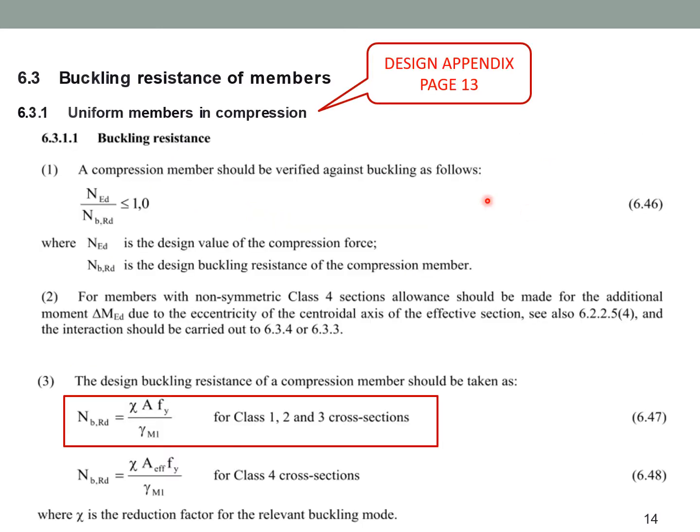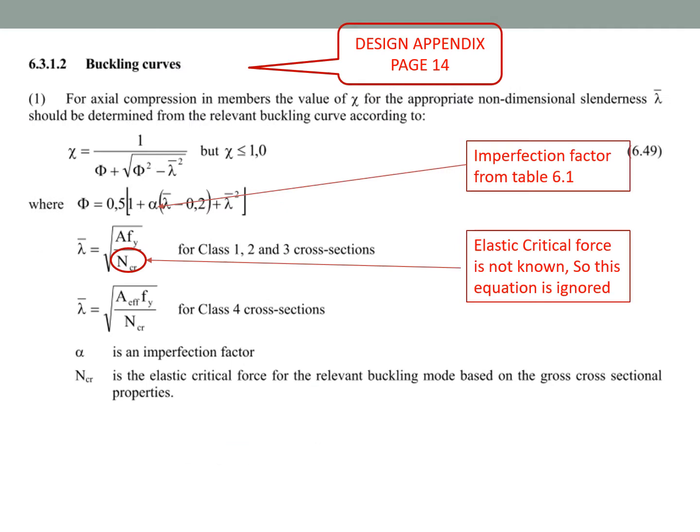In appendix page 13, this is the equation for buckling resistance. Here is NBRD equals X times A times Fy divided by gamma m1. Since the value of the reduction factor is unknown, we need to identify the X value. It's given in appendix page 14. The X value is this equation, and in this equation, we have two unknown values, which are the phi value and also the lambda prime value.